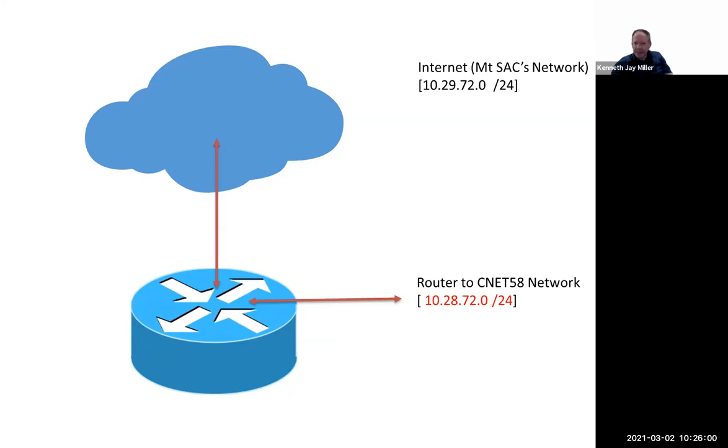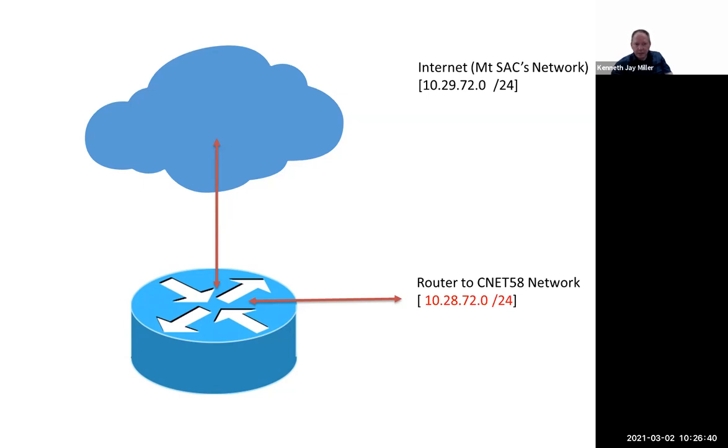connects to the machines that we are using Apache Guacamole to connect to. So that's on the 10.28.72.0 network. And that connects to Mount Sachs network, which is out there at 10.29.72.0. In the /24, that is referring to the number of ones in the subnet mask. For those of you in the networking class who haven't taken that yet, or are in the process of taking it, or you haven't taken networking, I'll explain that later on. But these are standard class C subnet masks for these private IP addresses.